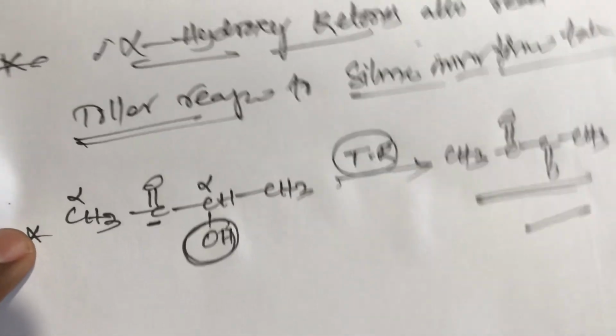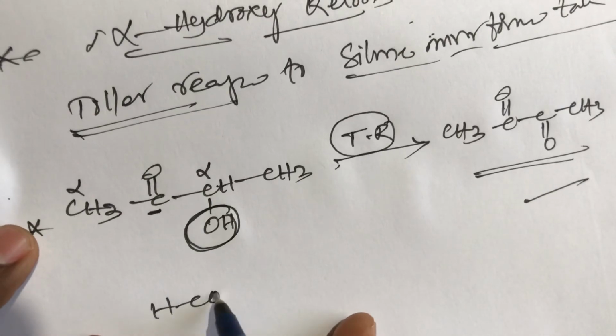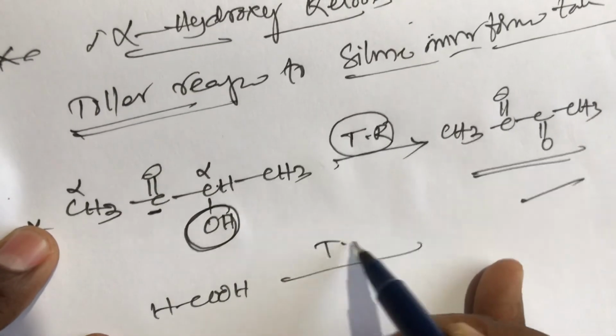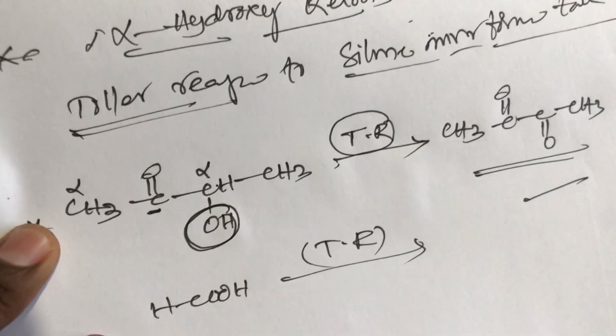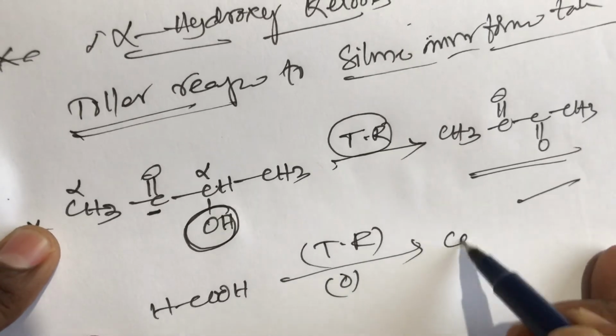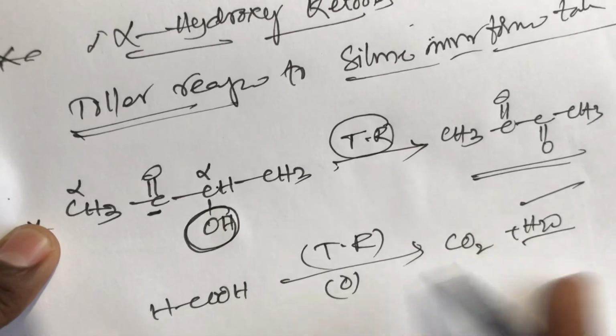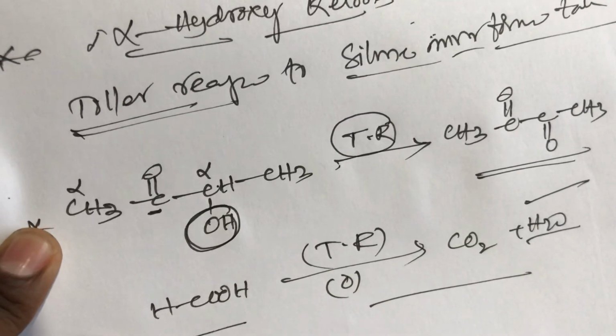And one more thing, student, formic acid also. When formic acid is oxidized with Tollens reagent, it gives carbon dioxide and water. This is also very important, student.